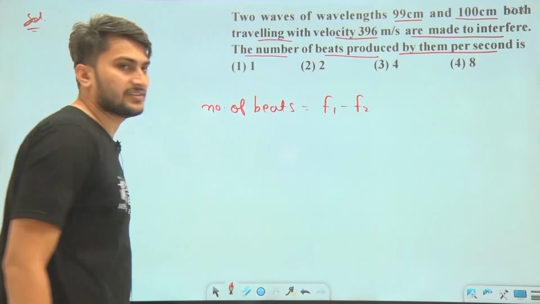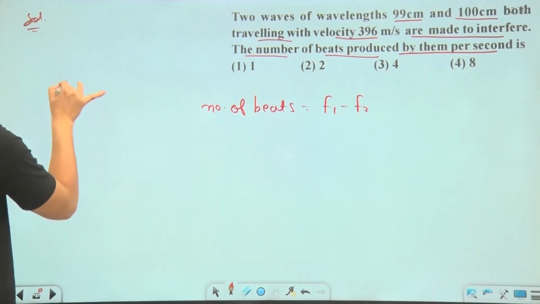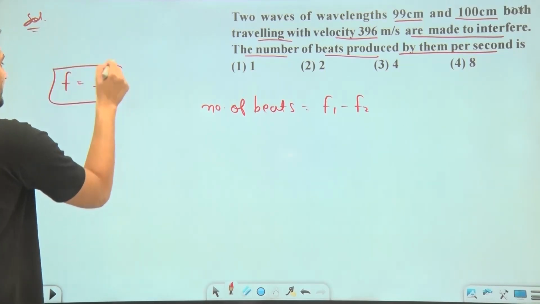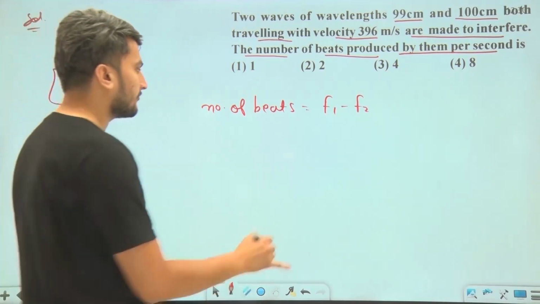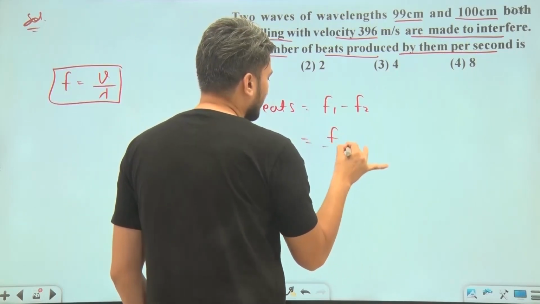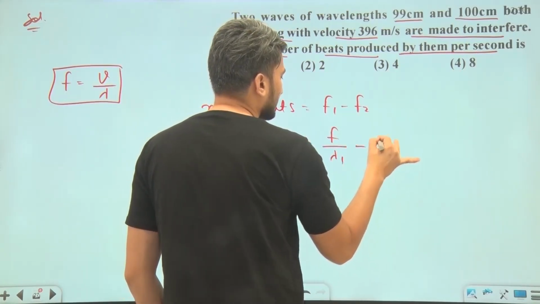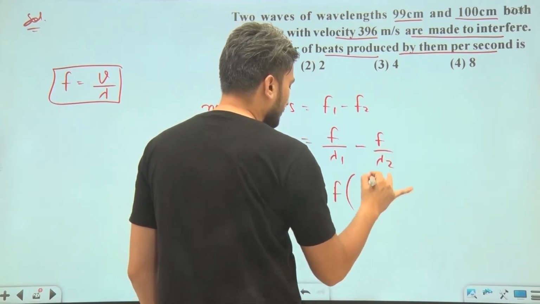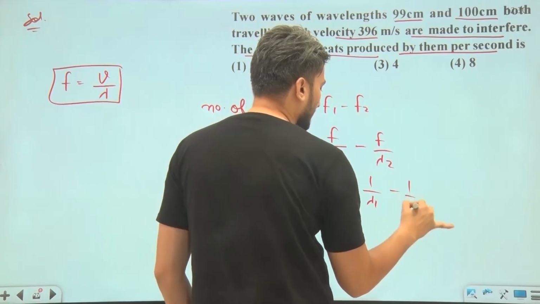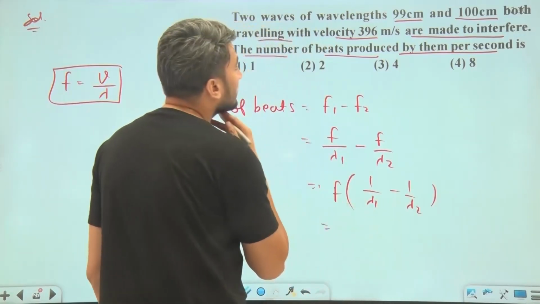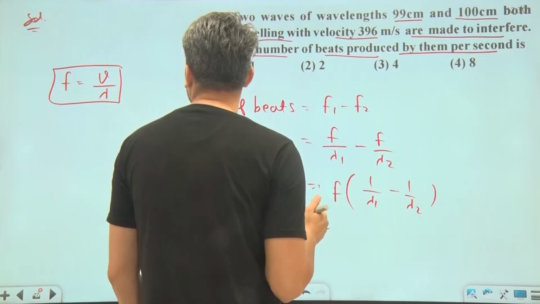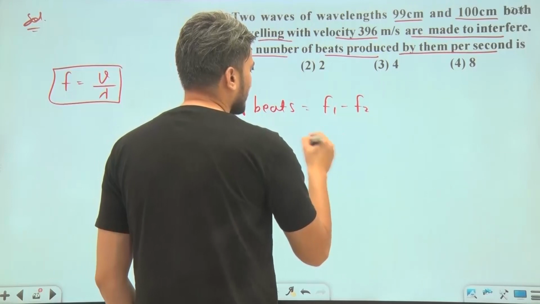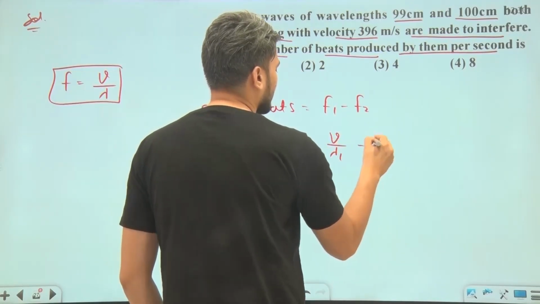F1 and F2 are the frequencies, and we know that frequency is speed by wavelength. That means F1 is written as v divided by lambda 1 minus v divided by lambda 2. So we have taken it common: 1 by lambda 1 minus 1 by lambda 2. Sorry, this is velocity actually, not frequency. So this one is v by lambda 1 minus v by lambda 2.